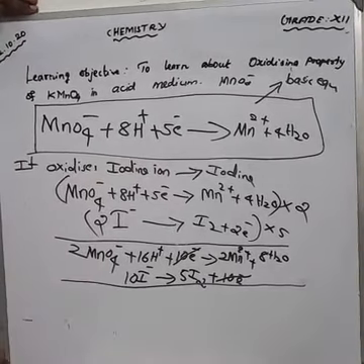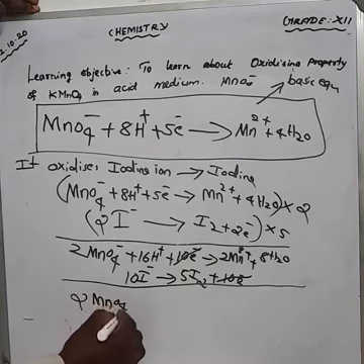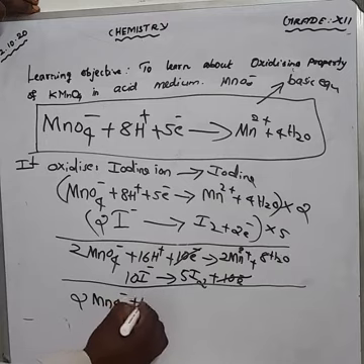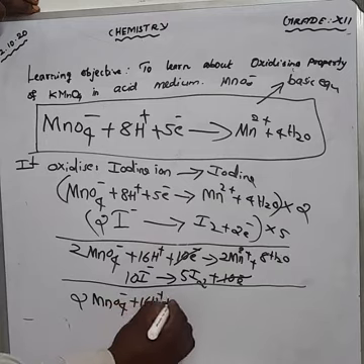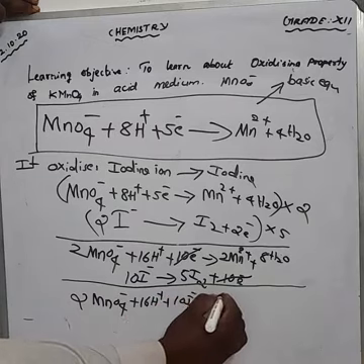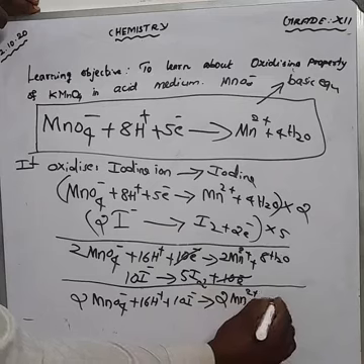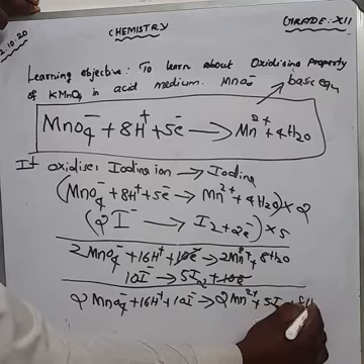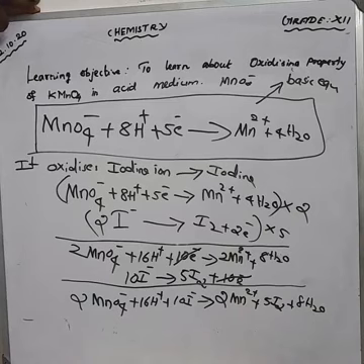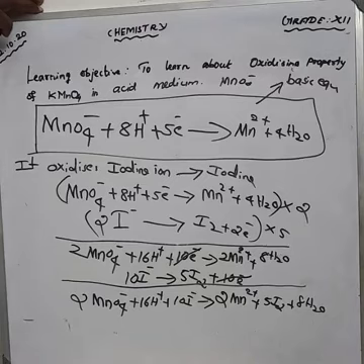Overall reaction. Okay, what is the overall reaction? 2 MnO4 minus plus 16 H plus plus 10 iodine ions gives 2 Mn2 plus plus 5 I2 plus 8 H2O. Okay, this is the overall reaction for potassium permanganate oxidizing iodine ion to iodine. Okay, clear? Any doubt?